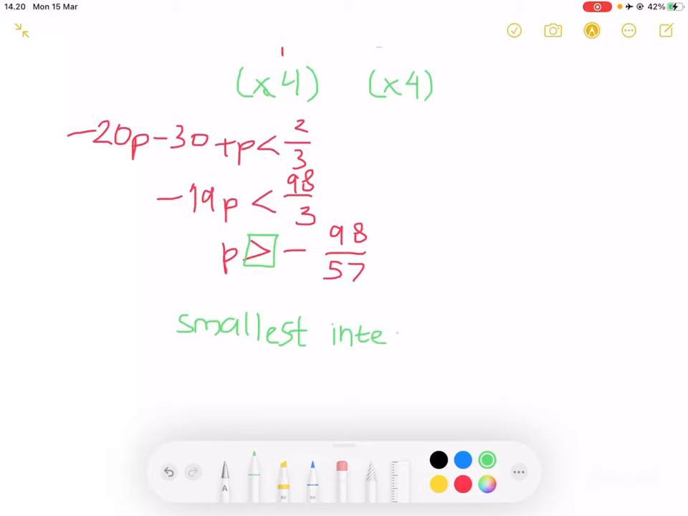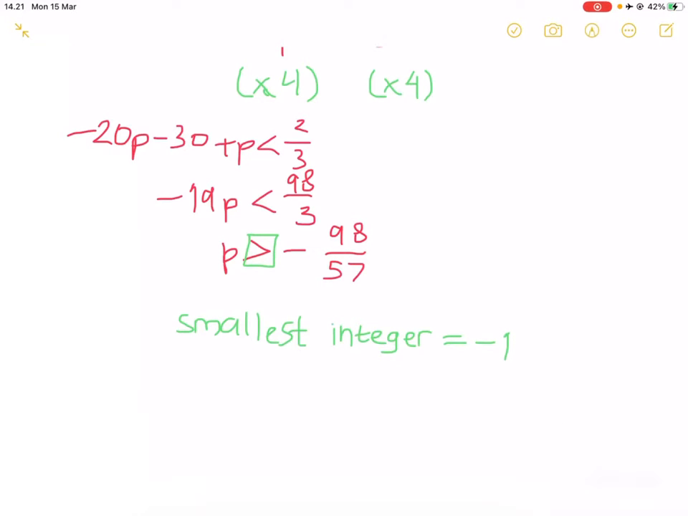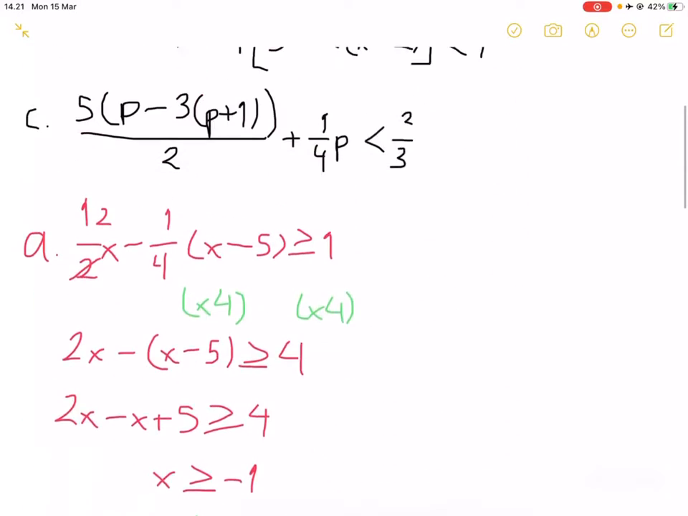And the smallest integer of this inequality will be negative 1. You can see that easily if you plug in negative 1 as p, it will satisfy the inequality. Alright, so that is the entirety of question 1.